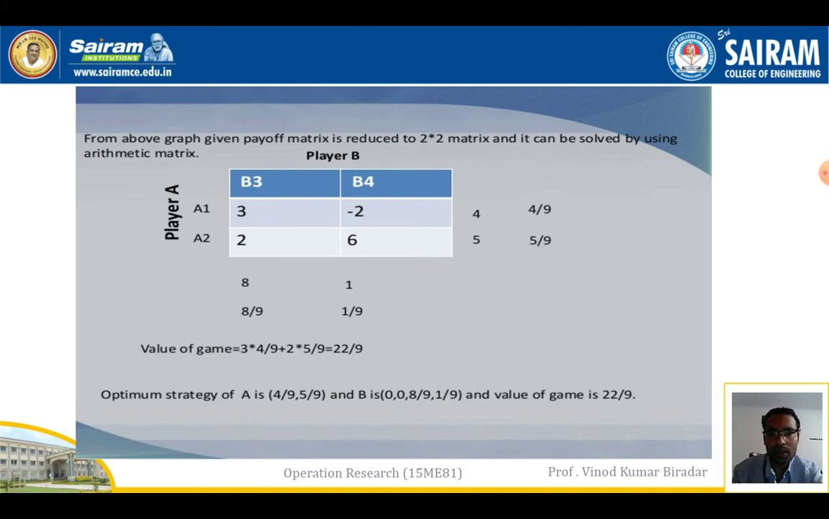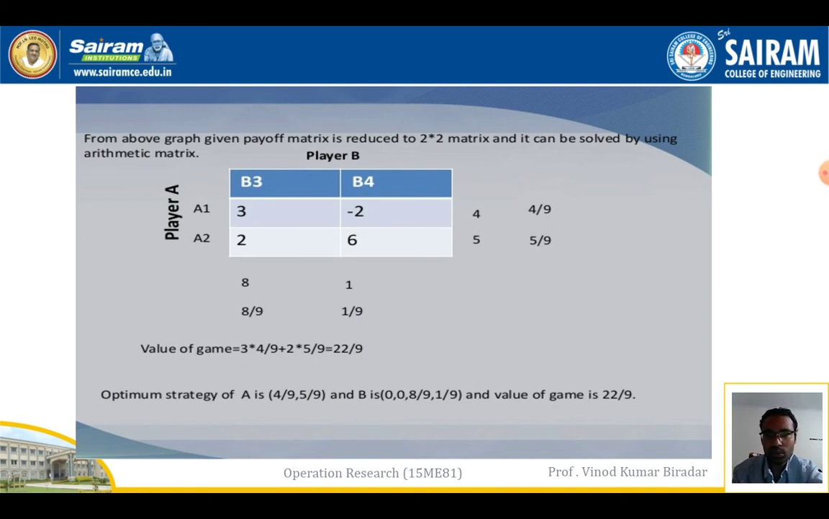Now after completing this, just add 4 plus 5 is equal to 9, and 8 plus 1 is equal to 9. So what we have drawn is correct. Now how to calculate 4 by 9 and 5 by 9? The values 4 and 5 we divide by 9. Why did we get 9? Because 4 plus 5 is equal to 9, and 8 plus 1 is equal to 9. We divide to get the equal value at the saddle point. Similarly this side also 8 by 9 and 1 by 9.